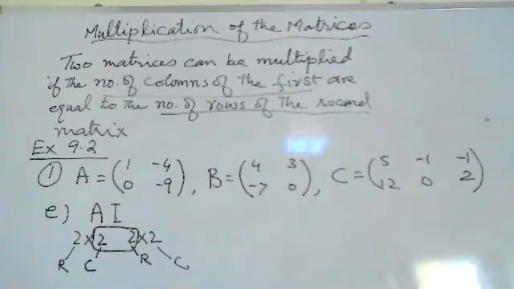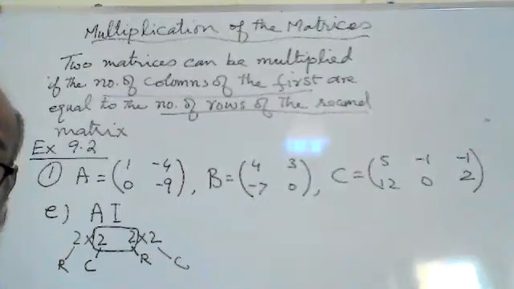Now, how to multiply? If they can be multiplied, if they are confirmed for multiplication, then we proceed further. If they are not equal, we will write impossible. Our answer will be impossible. But if they are equal, we can multiply. So they are equal, therefore we multiply. Now how to multiply?